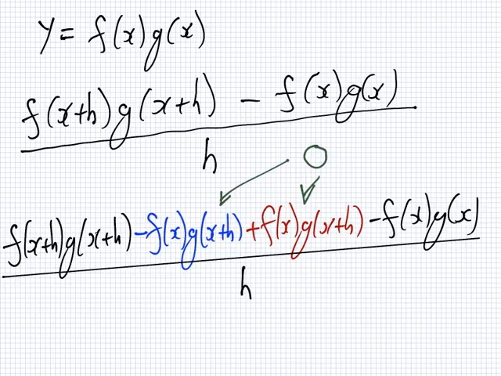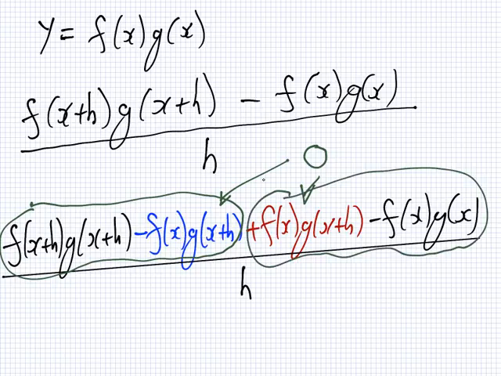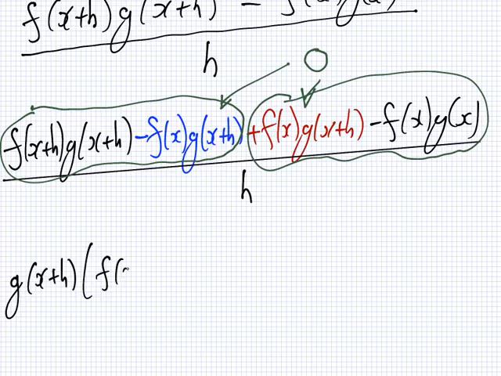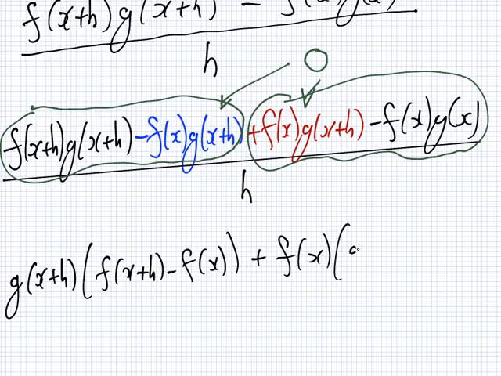But the reason I did that is because now I can simplify. Because if you look, what's in common here and here? g(x+h). And what's in common here? f(x). So my next step is to take out g(x+h) and I'm left with f(x+h) minus f(x), plus, and I'll take out f(x), and I'm left with g(x+h) minus g(x), all over h.